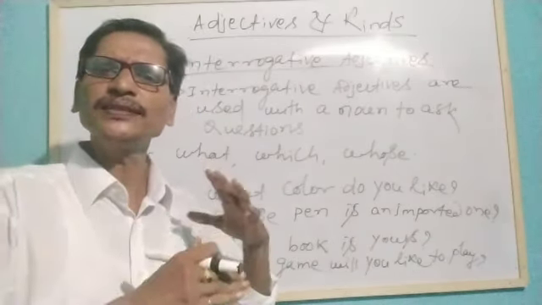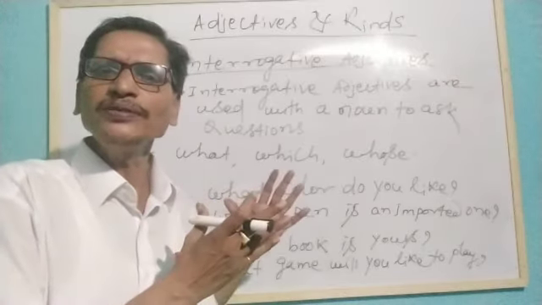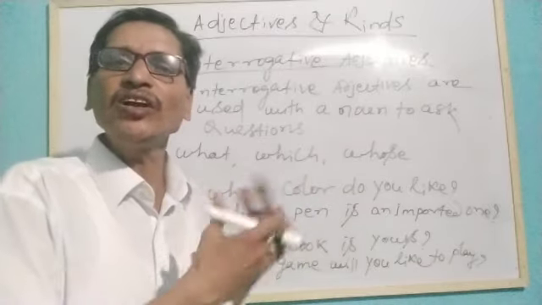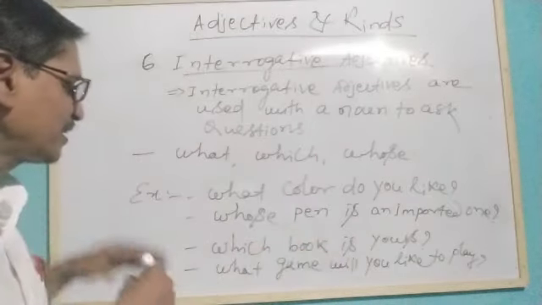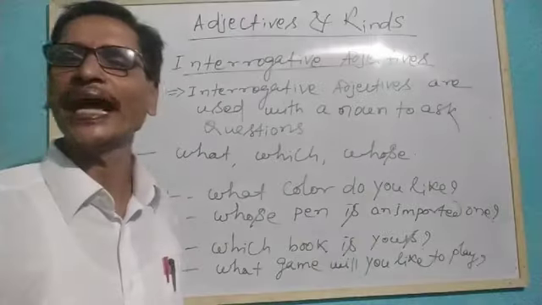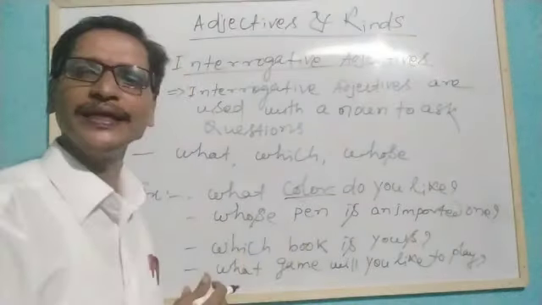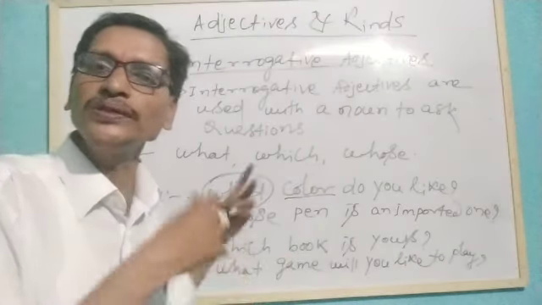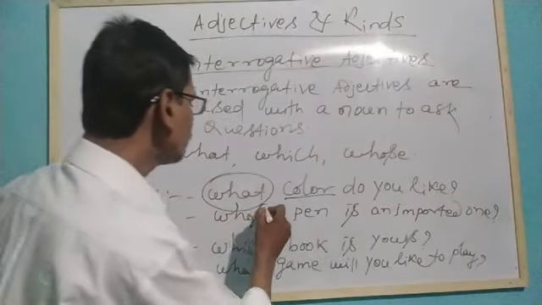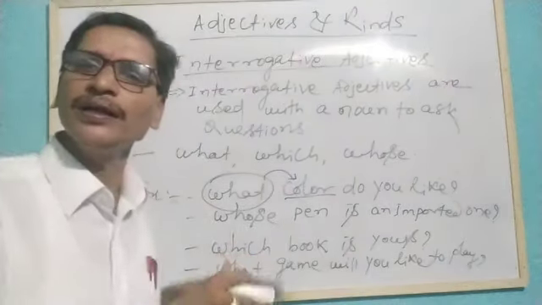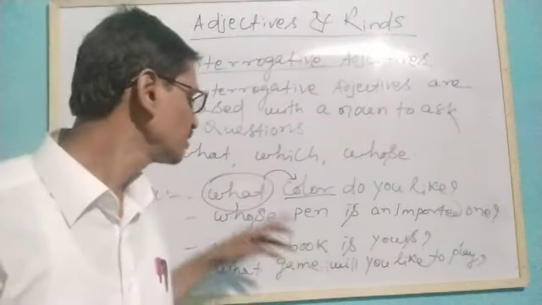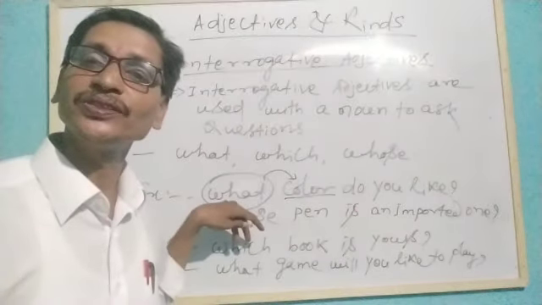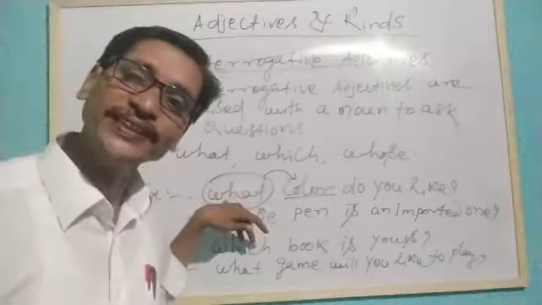So now let's see how some examples demonstrate them as interrogative adjectives. Okay, you see, what color do you like? Here you see the color is a noun. Before that we have used what? It's a question word. So what color? Though it is talking about the color, it is functioning as an adjective. So what color do you like? So here it is asking questions. So it is an interrogative adjective.